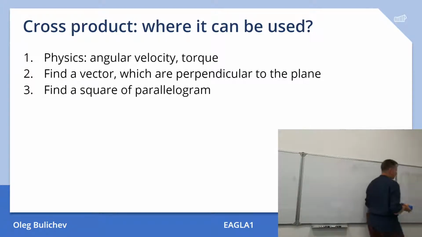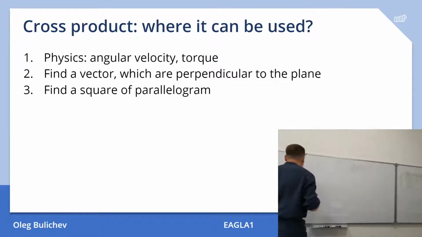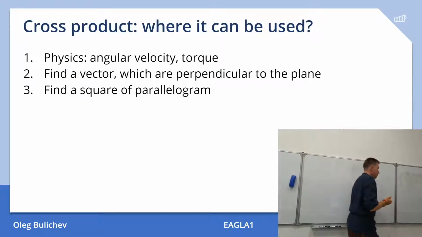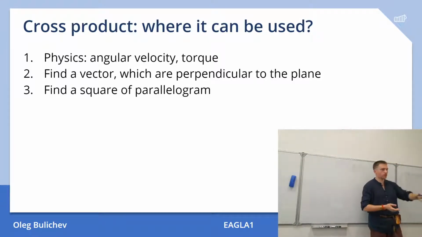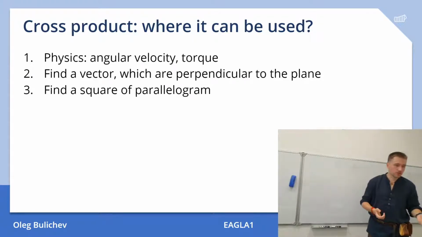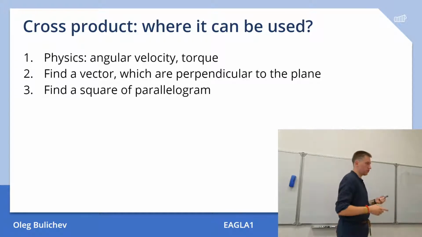Second, a way to find a vector which is perpendicular to the plane. We will cover other techniques for how to do it, but it's one of the easiest ones for me. I use it when you have a robot that tries to pass through some uneven terrain, and you need to find the perpendicular at each point. You can use cross product because you know one plane, and you can just take the perpendicular to it. And the area of the parallelogram, you will have one task for this.